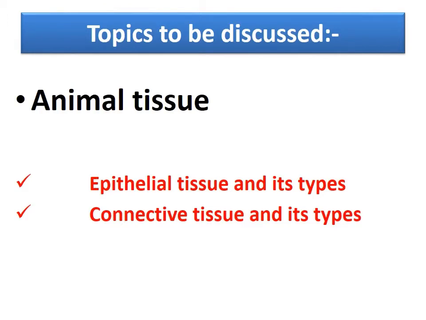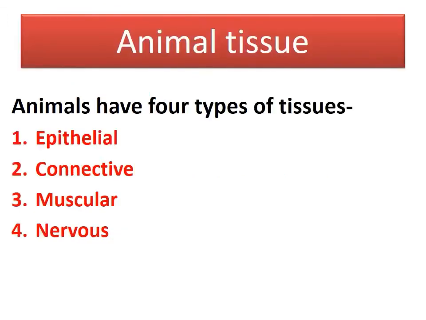An animal tissue is of 4 types. Here you can see. First is epithelial tissue. Second is connective tissue. Third is muscular tissue. And fourth is nervous tissue. So in this video lecture, I am going to tell you about epithelial tissue. So these are the 4 types of animal tissue.